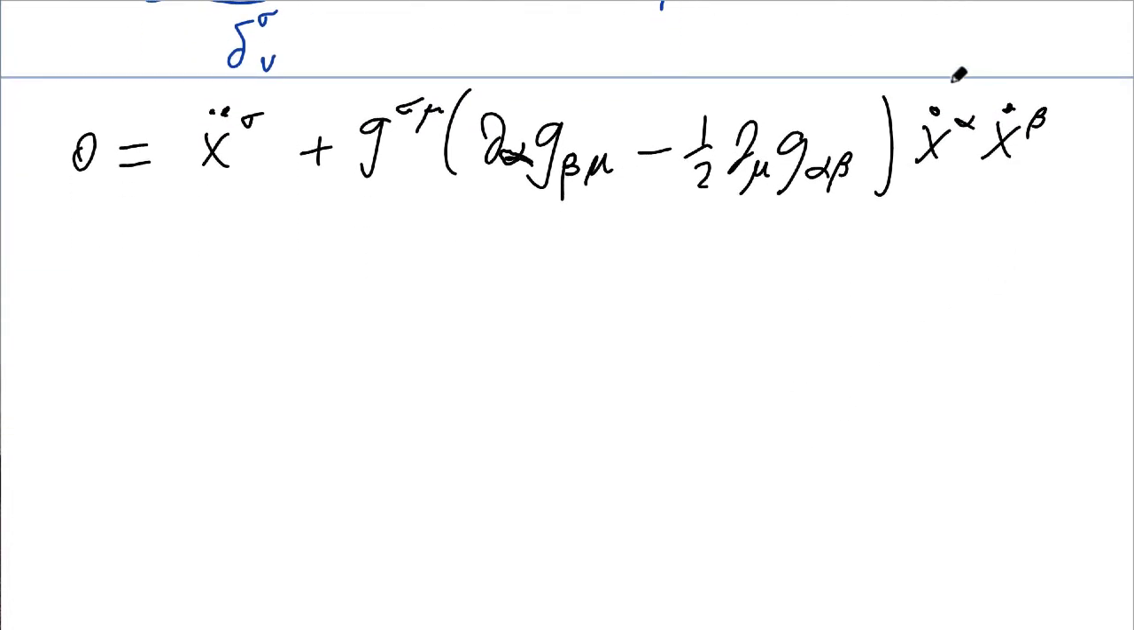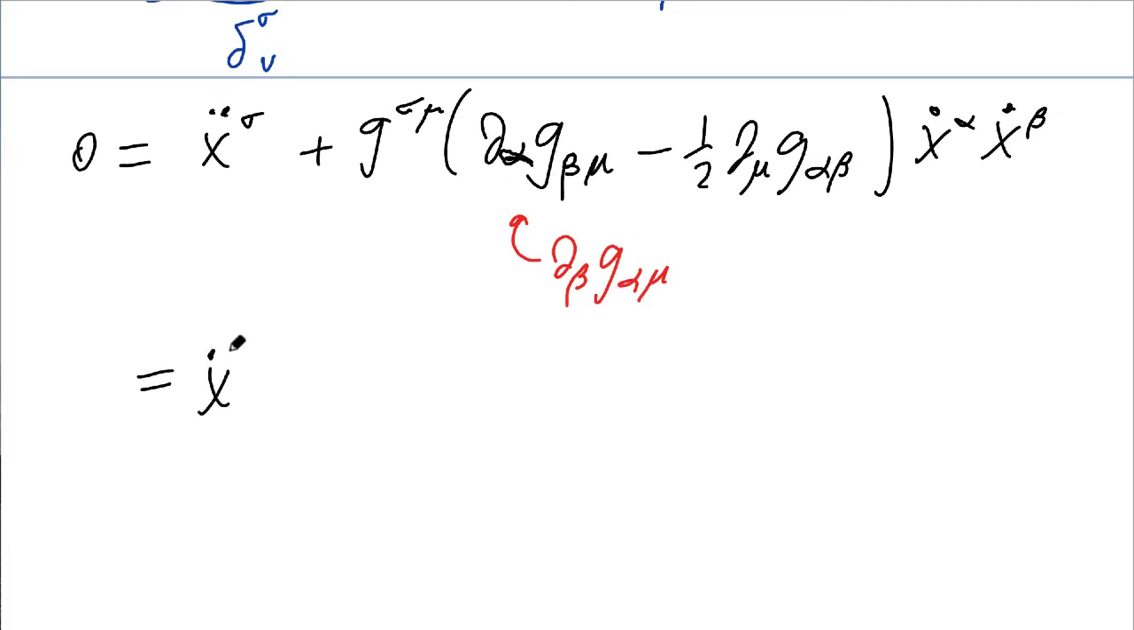And now notice that since this is a symmetric combination, symmetric between alpha and beta, I can reverse alpha and beta if I like, which means I could, if I wanted to, write this term as partial beta g alpha mu. It would be the same thing when we sum over alpha and beta multiplied by these factors. So we can also split the difference and write half this term plus half that term.